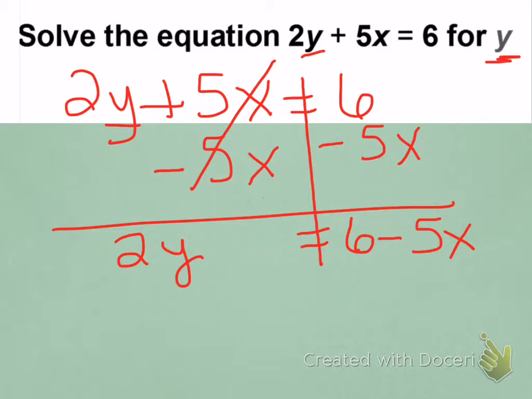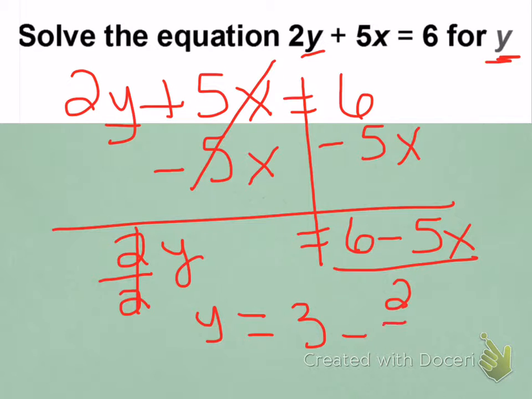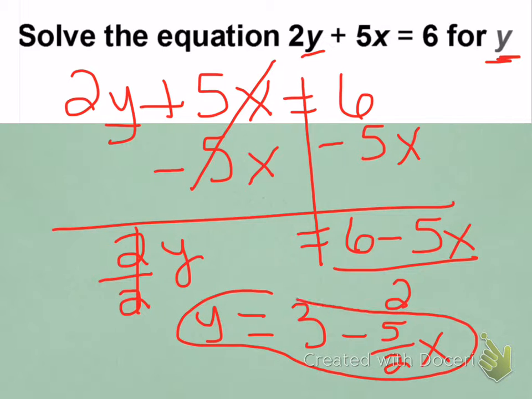And then I divide by 2. 2 divided by 2, I'm just left with y. And 6 divided by 2 is 3. Minus, you can keep 5 over 2x, or you could say 2.5x, either way. So here's my answer. y equals 3 minus 5 over 2x.